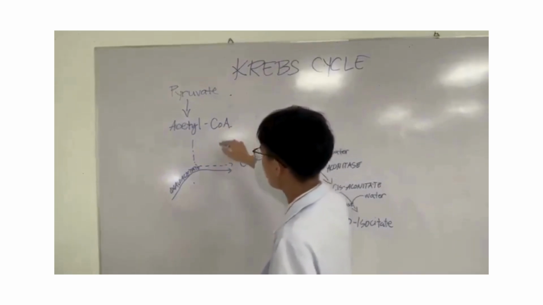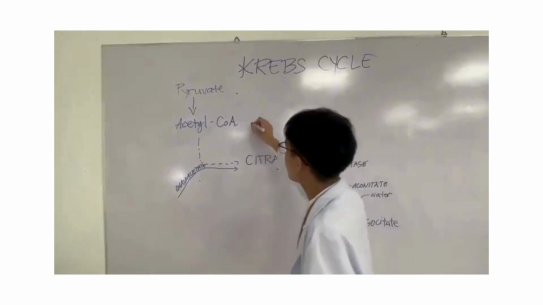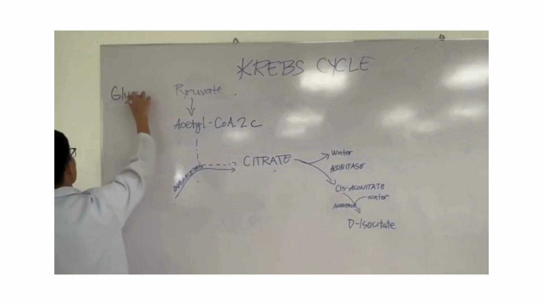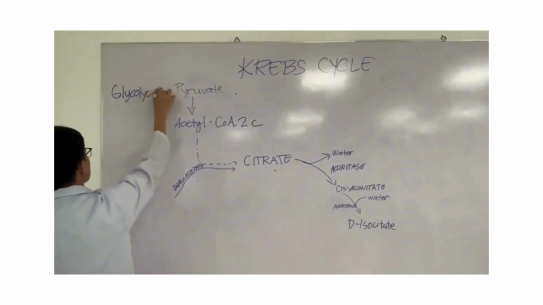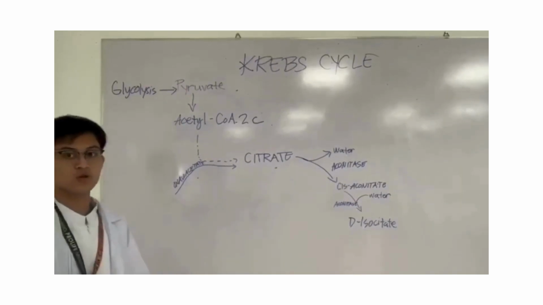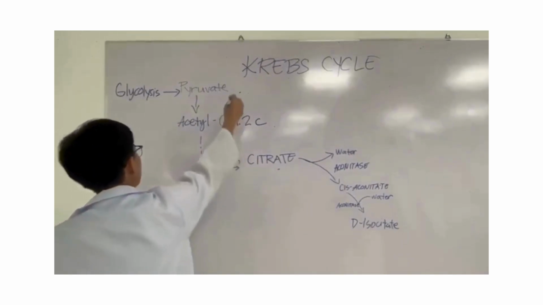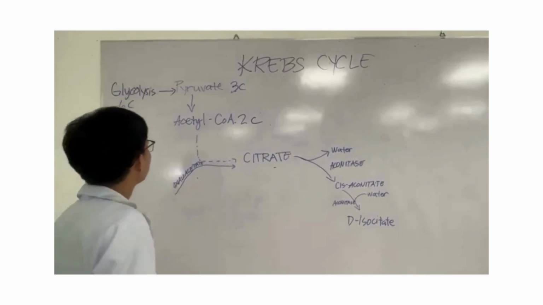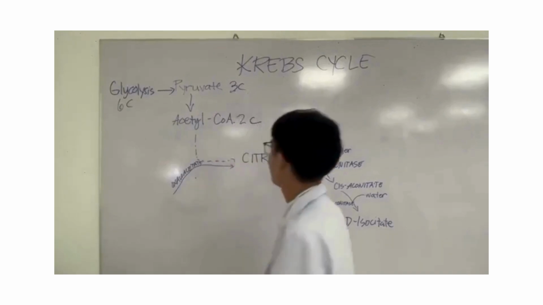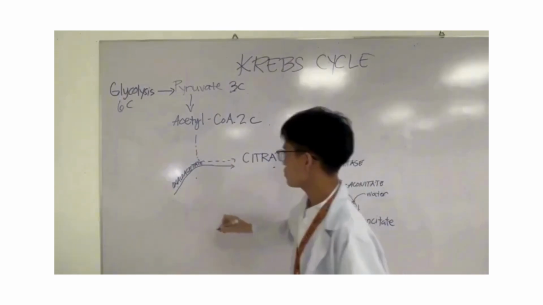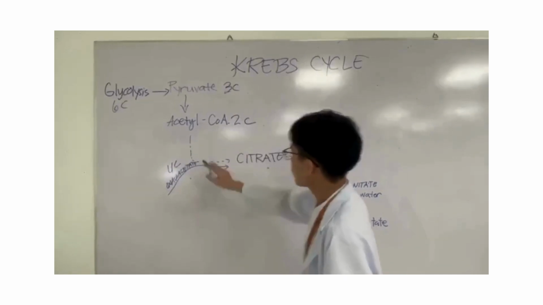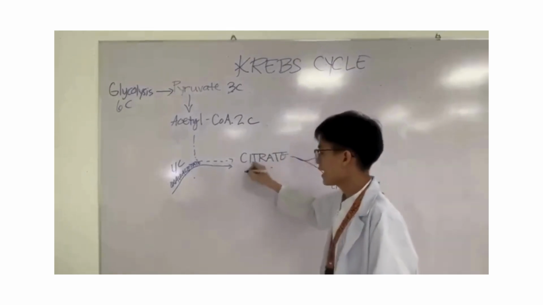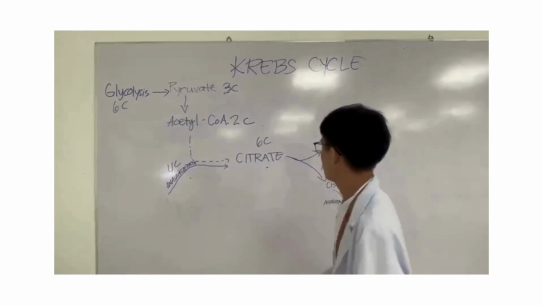The acetyl-CoA has two carbon compounds because glycolysis breaks down the 6-carbon glucose into two pyruvates, which have 3 carbon compounds. So in this step, the oxaloacetate has 4 carbon compounds and the acetyl-CoA has 2 carbon compounds. Together, the citrate has 6 carbon compounds.